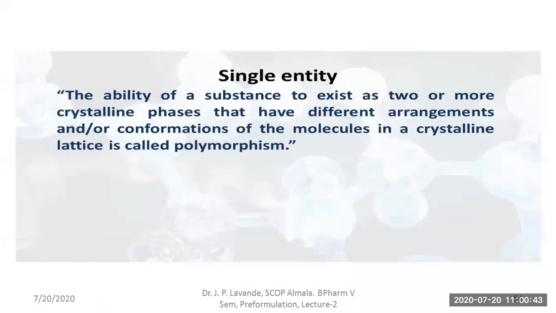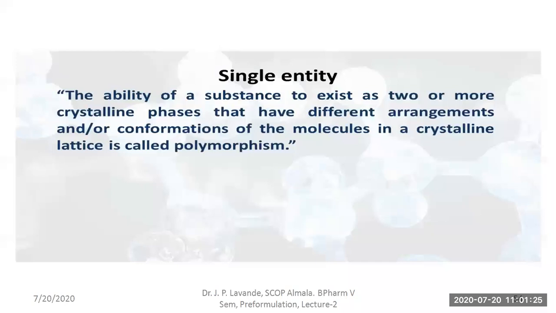Now the single entity, that is nothing but particularly the same substance with the different chemical properties, and this is said to be polymorphism. If you want to define it, the ability of a substance to exist as two or more crystalline phases that have different arrangements and or conformations of the molecules in a crystalline lattice is called polymorphism. So in simple terms, the existence of the same substance in two or more different structures.